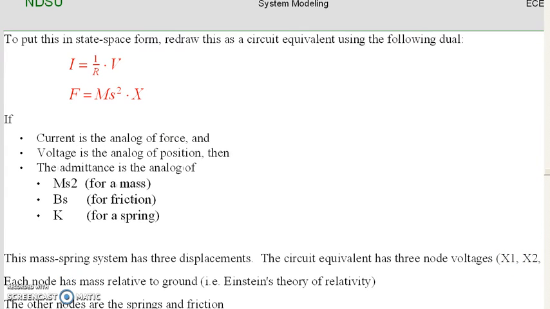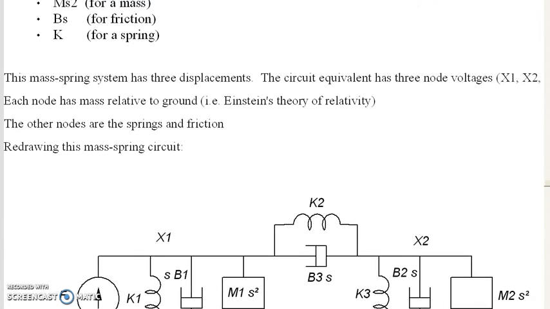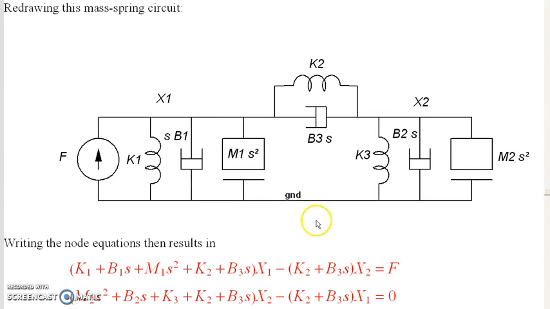I can then redraw this as a circuit equivalent. Here you've got your ground. I've got two masses with 2 degrees of freedom. Each one has a displacement, so I've got two node voltages, x1, x2. Each mass goes to ground. That's Einstein's theory of relativity. The inertia of a mass doesn't depend upon any other mass. In fact, it doesn't really care if another mass exists. Then add the rest of the elements.